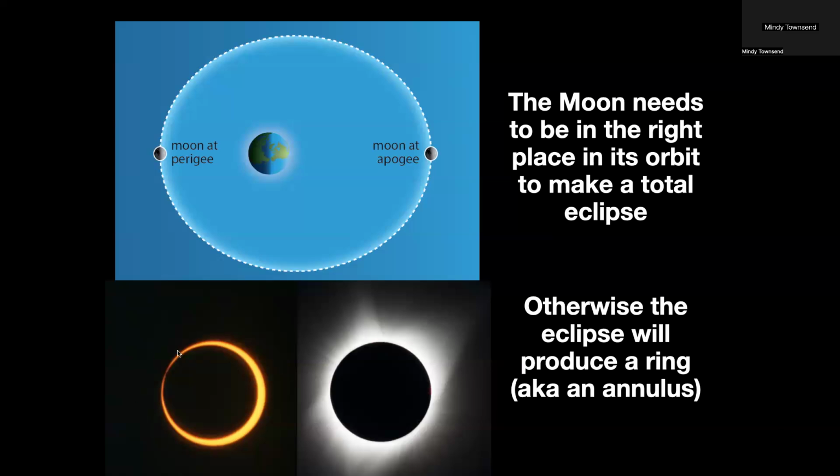So something like this happens when the moon is what we call at apogee. When it's further from the Earth than normal, we get this ring of fire eclipse. But if the moon is closer, so maybe at perigee, at its closest approach, it will look big enough in the sky to completely block out the sun. So we get a total solar eclipse, or it's capable of giving us a total solar eclipse.